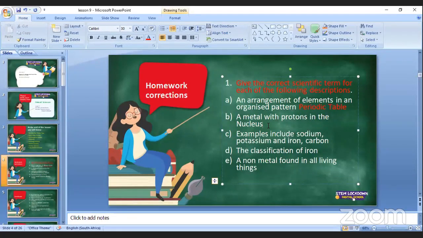A metal with 25 protons in the nucleus. The correct answer is manganese. Remember, manganese. The spelling, is it correct? No. Manganese. I'm hoping we are all doing corrections now.